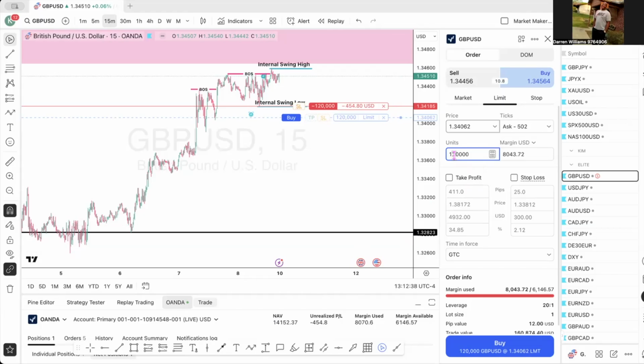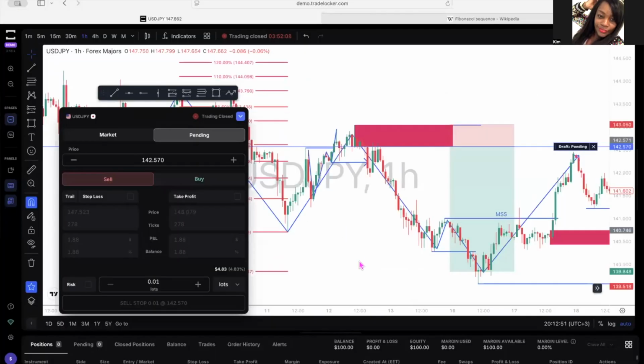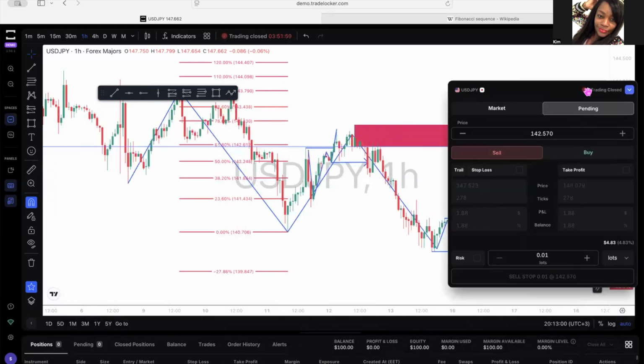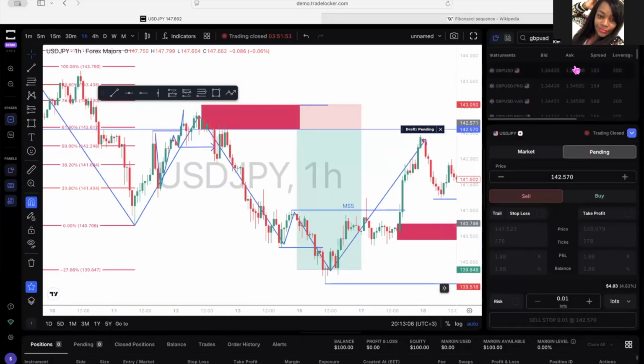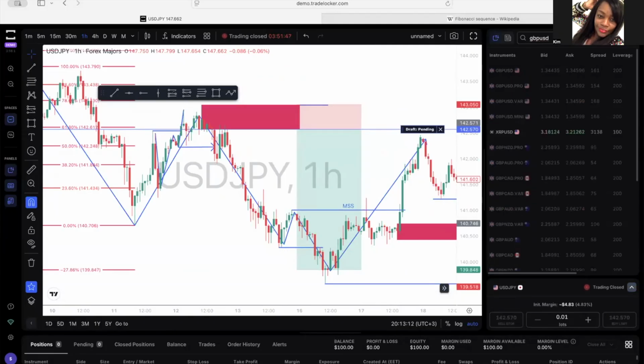Yep, so that's what we're going to be doing. For the $100, we need to do at least 1%. So we're starting out with a balance of $100. Normally we trade a dollar per pip.